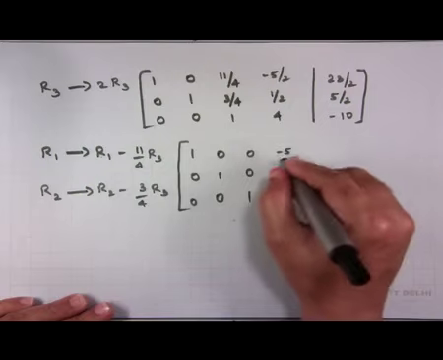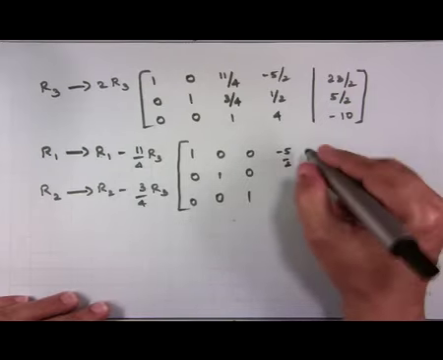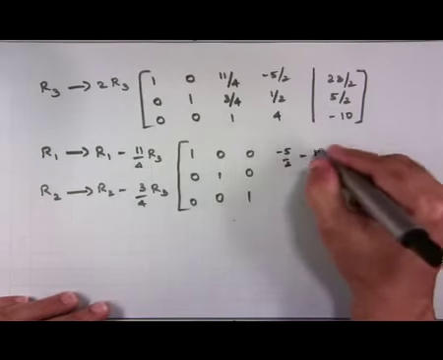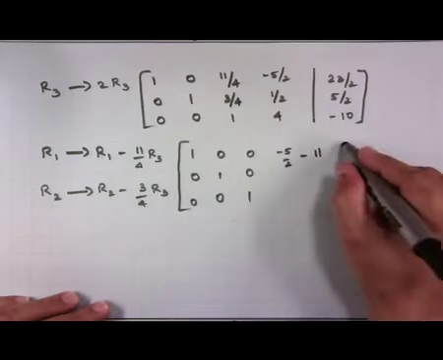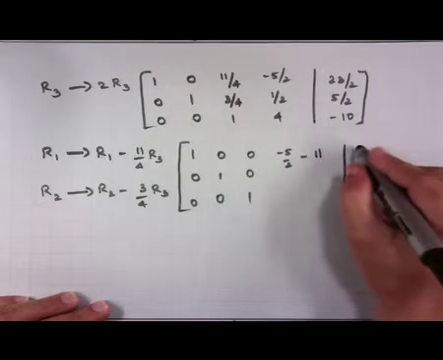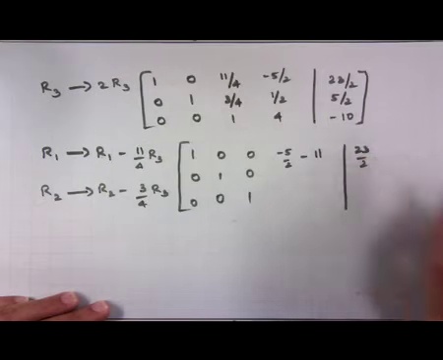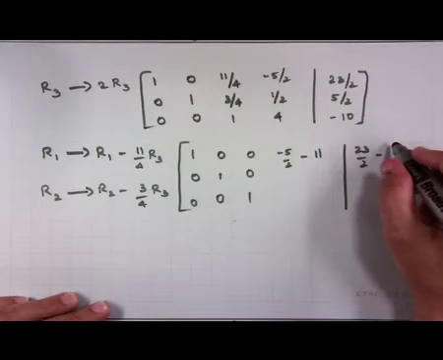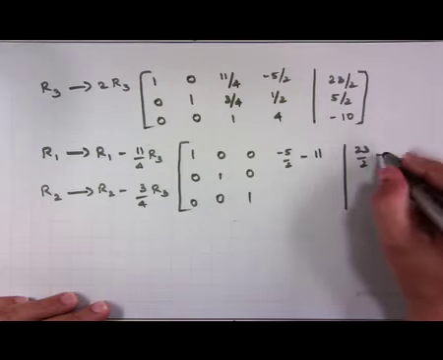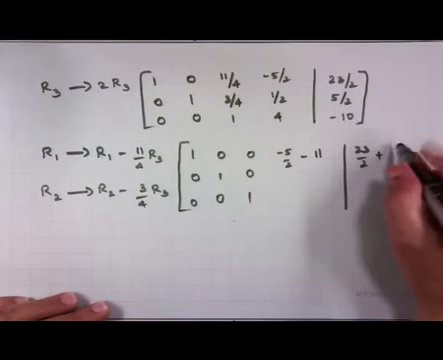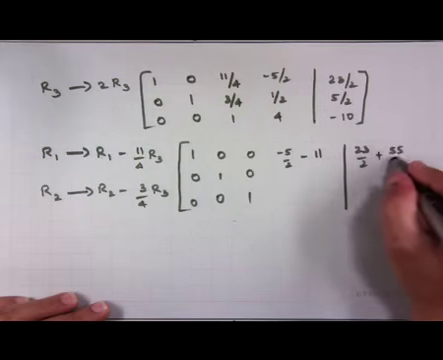Minus 5 by 2, minus 11, because you have 11 by 4 into 4, which is just 11. 23 by 2 minus 11 by 4 into minus 10. So, you will have plus 55 by 2.